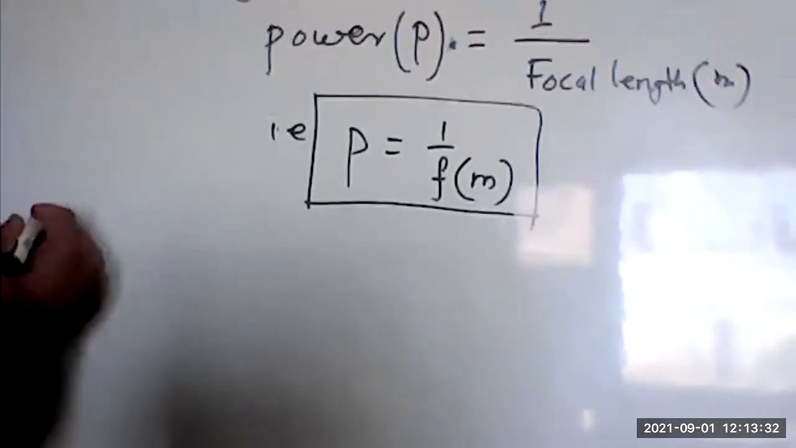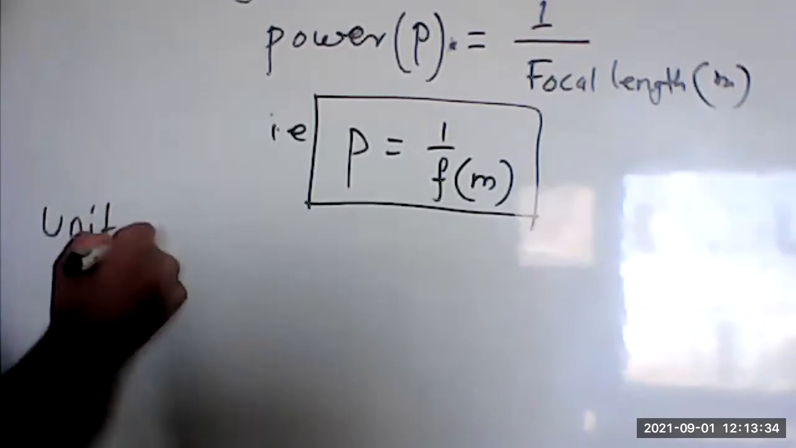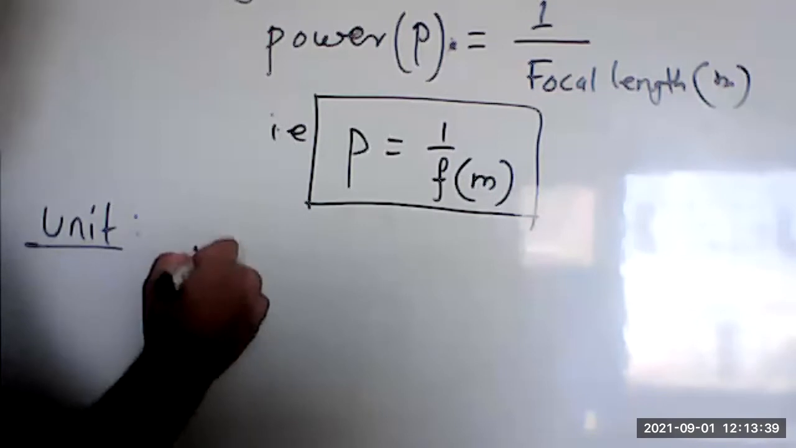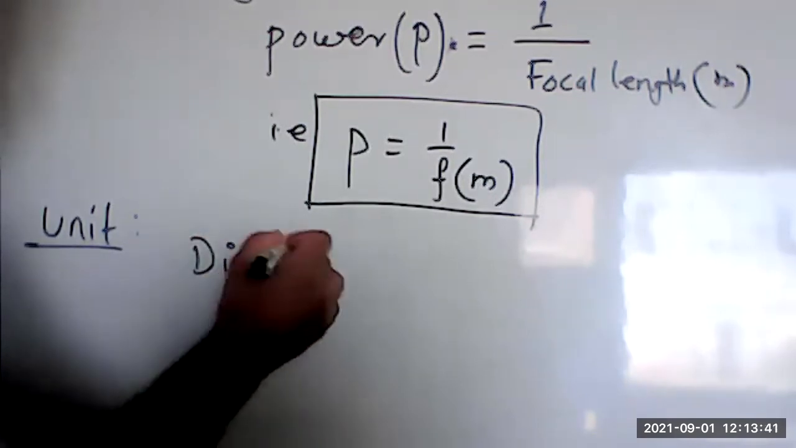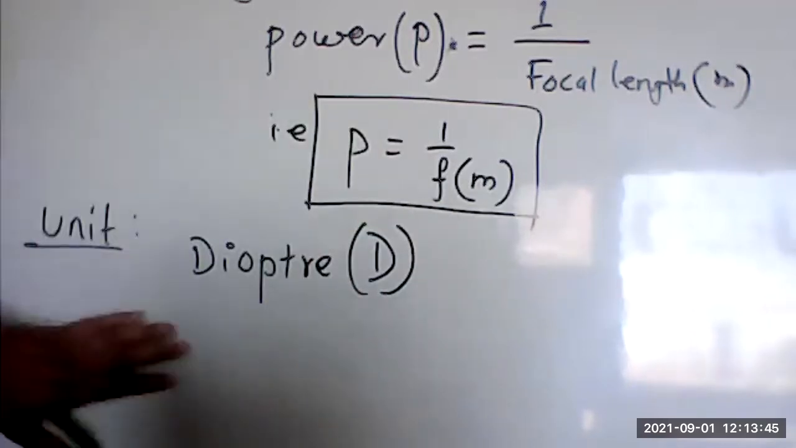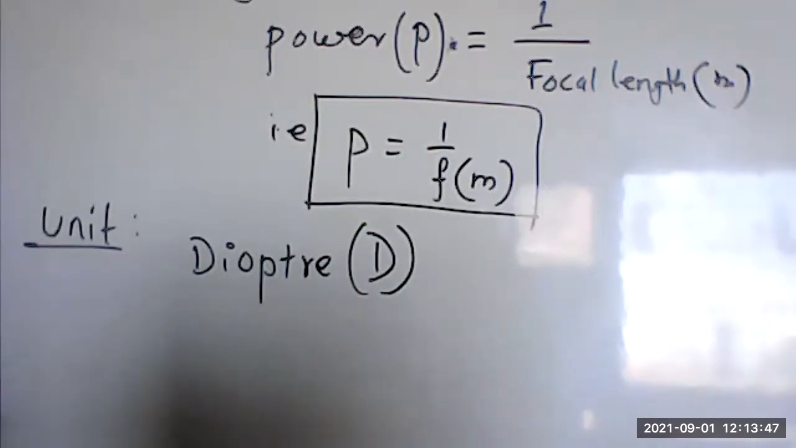What is the unit of power of lens? Unit, look at here. Its unit is diopter. Diopter denoted by capital D. Capital D हुन्छ है. Diopter. Its SI unit is diopter. Capital D. Okay.